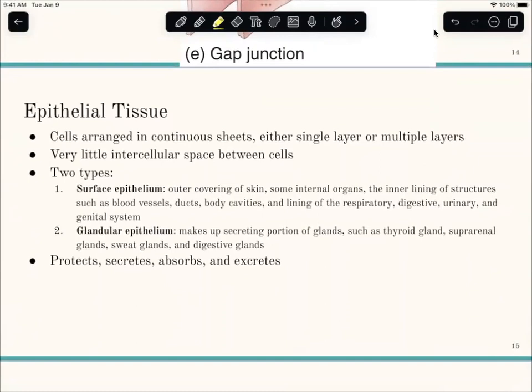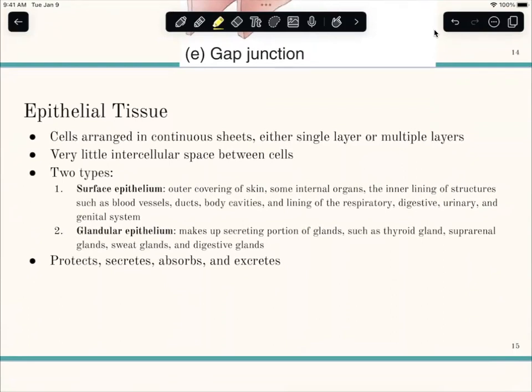Let's look at the different types of tissue in more detail. I mentioned the 4 different types of tissue. Now we're going to go into the cells that are found, the shape of the cells, layers of the cells, their functions, and what all they do. So let's start with epithelial tissue.